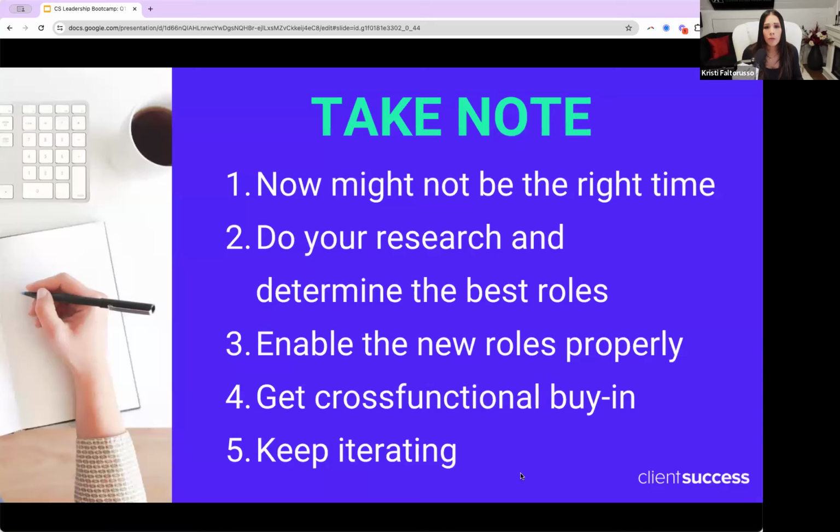Two, do your research and determine the best roles. It's easy to call out some of the easy ones. As I mentioned in today's webinar, I talked about onboarding, renewal, and implementation. Those are easy. It could also be implementing professional services. It could be other things, but do your research and make sure these are the things that will have material impact on our business. By making these shifts and changes, we're actually going to be able to scale. We'll be able to do more.